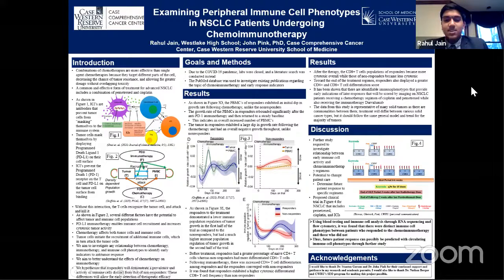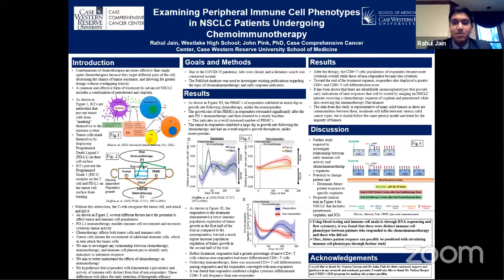All right. Hi, my name is Rahul Jain, and today I'll be talking about examining peripheral immune cell phenotypes in non-small cell lung cancer patients undergoing chemoimmunotherapy. As shown in figure 1, some tumor cells mask themselves by displaying PD-L1 on their cell surface. Immune checkpoint inhibitors are antibodies that prevent PD-1 receptors on the T cell and PD-L1 on the tumor cell from binding. This has been proven to be an effective way to mount an anti-tumor response.